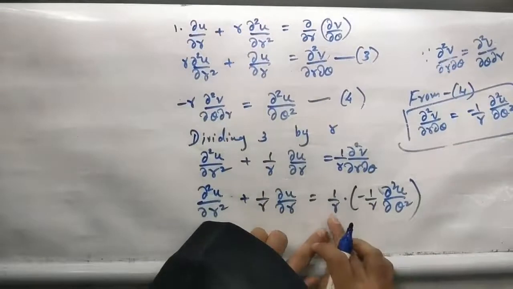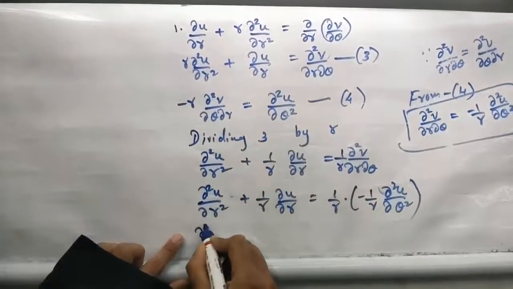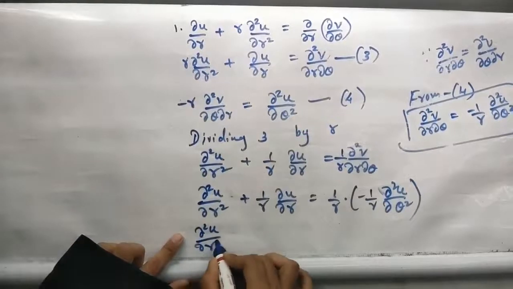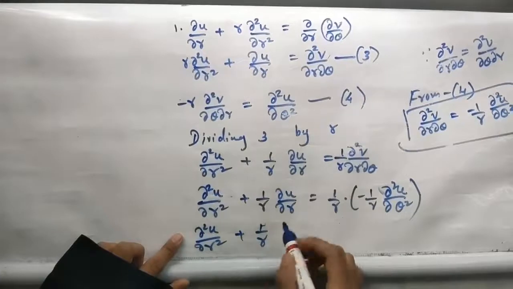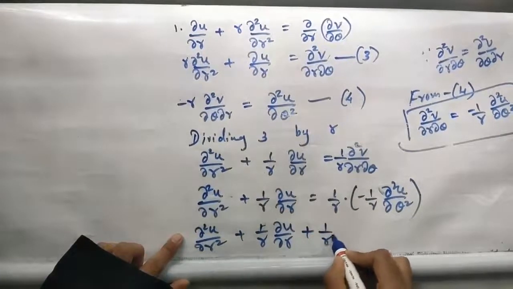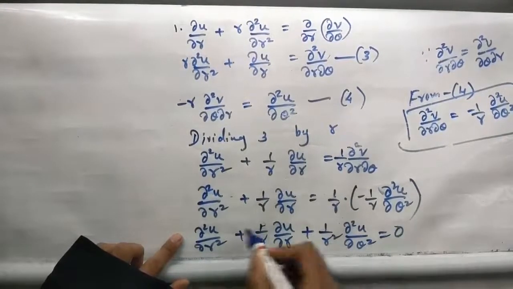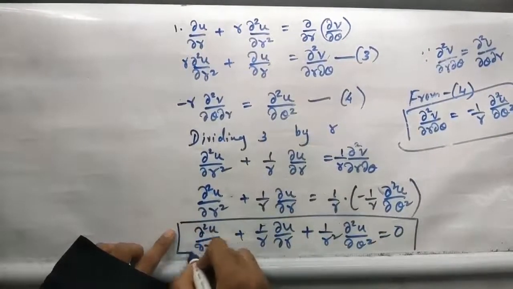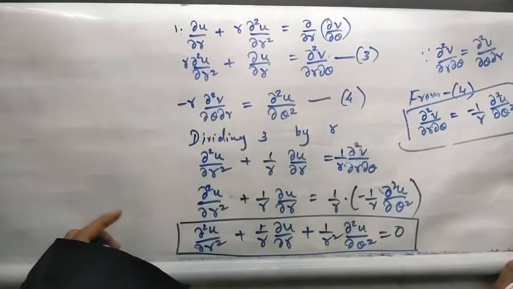Okay, now multiply both, take it to the left hand side. If you do that, you will get ∂²u/∂r² + (1/r) ∂u/∂r + (1/r²) ∂²u/∂θ² = 0. This is the Laplacian equation in polar form that we have proved for you. The same can be done for v.